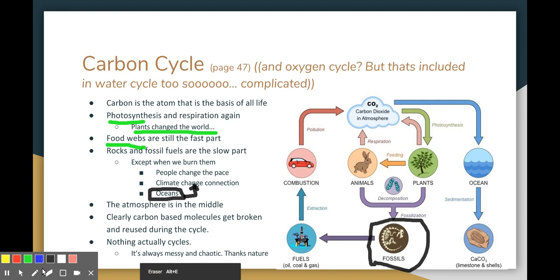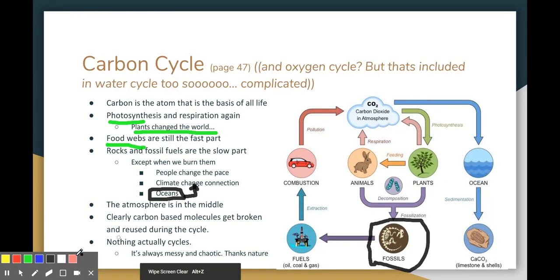So the fast part is the biocycle, the food webs, and the respiration and the photosynthesis and the eating and the decomposition. The medium part is the atmosphere, because some of it comes out very quickly in photosynthesis and it gets added pretty quickly in respiration, and it's much more likely to come out of the atmosphere than it is to come out of a rock. And our rocks and fossil fuels are the slow part, except for when people mess with them.